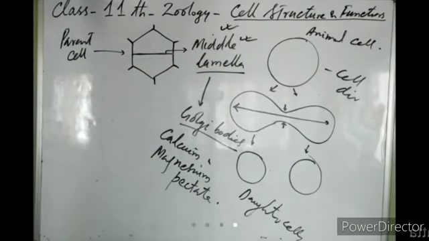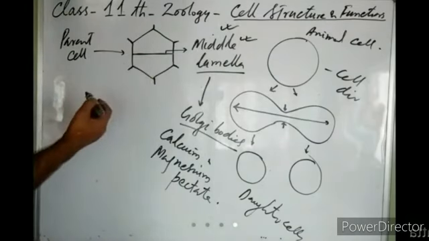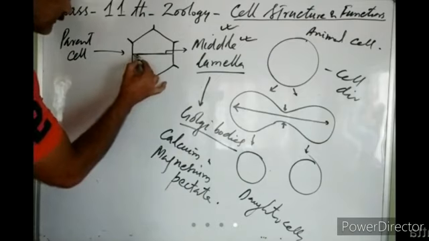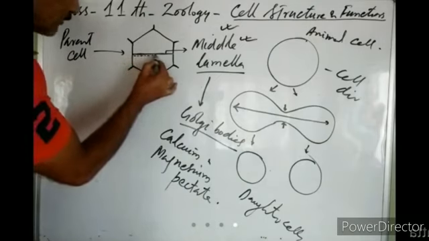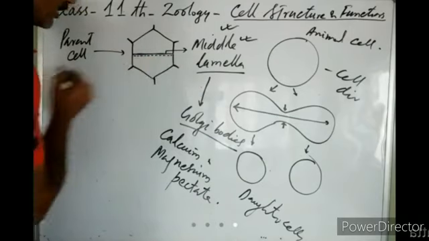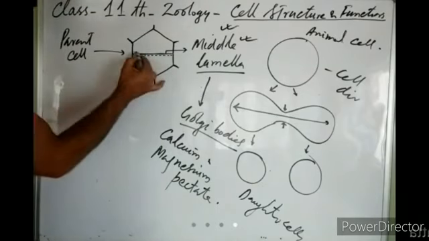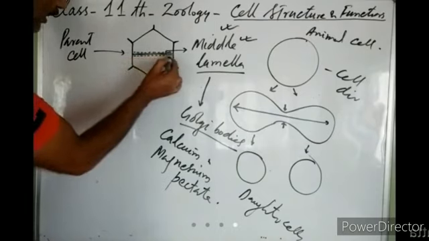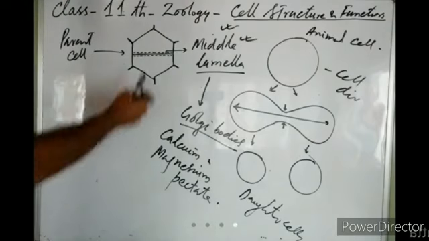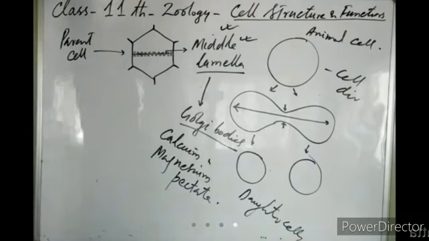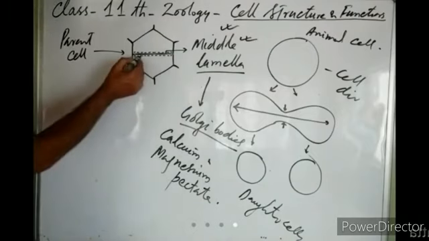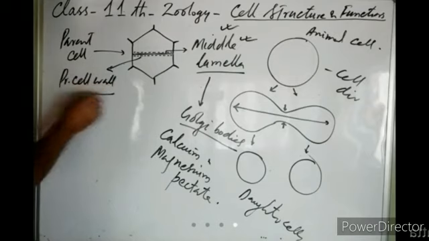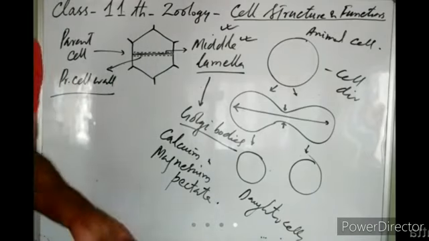Then on the two sides of the middle lamella, a primary cell wall is laid. So the primary cell wall is laid on this side and on the other surface of the middle lamella. This dotted line indicates the laying of the primary cell wall. So this is the primary cell wall. Of what material is this primary cell wall formed?